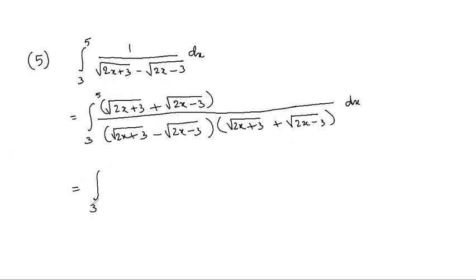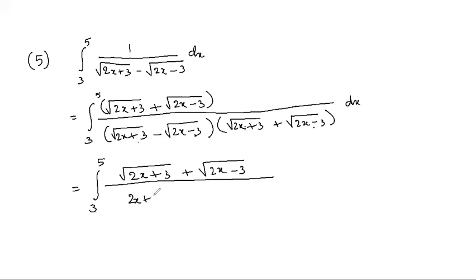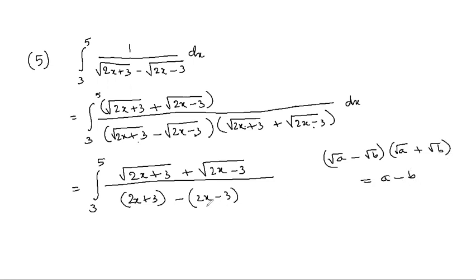So integral 3 to 5, numerator became root of 2x plus 3 plus root of 2x minus 3. Denominator became a minus b into a plus b. So 2x plus 3, the square root will go away, minus 2x minus 3. I hope all of you understood this step. Root a minus root b into root a plus root b will become a minus b. So the root will go away. 2x got cancelled. So 6 became your constant here.